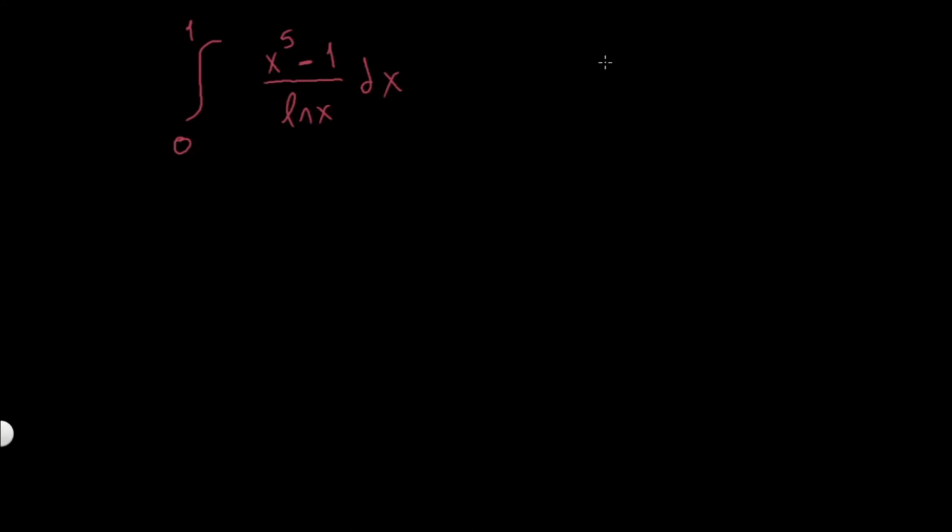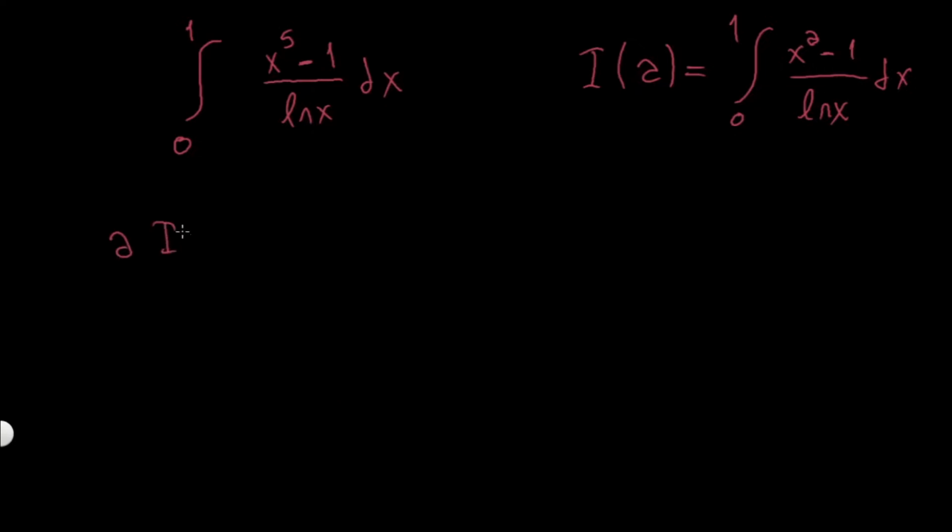What he does is try to define a function similar to this one from 0 to 1, and then we differentiate it with respect to a and try to get something simpler. If I make this x to the a instead, we are generalizing the problem. But if I now differentiate this with respect to a, as Feynman says we can, let's write how we can do it.